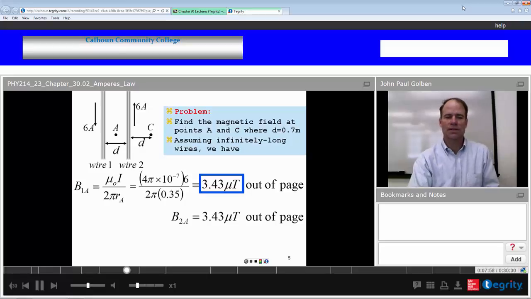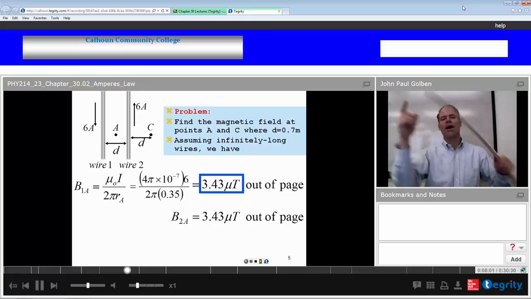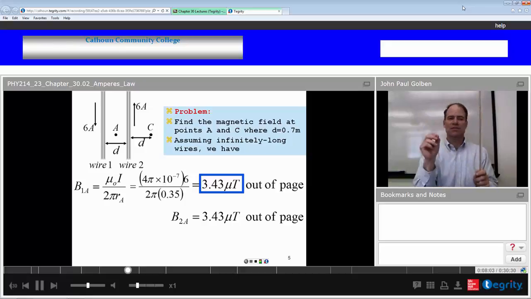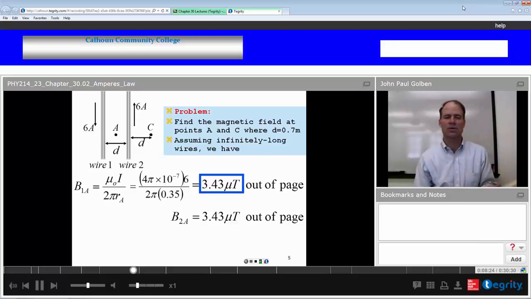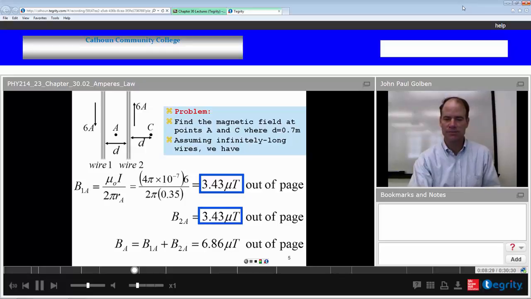What about wire number 2? I've got a current going up, but I'm the same distance away with the same value of the current, so mu naught I over 2 pi r is going to give the same magnitude of the magnetic field, 3.43 microtesla. And as we're going up, anything to the right of this current will be into the page. Everything to the left of this current, as you're looking at it, will be out of the page. So the contribution from wire number 2 is also out of the page.